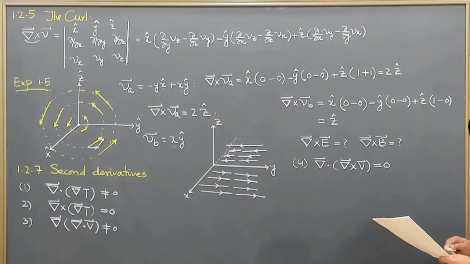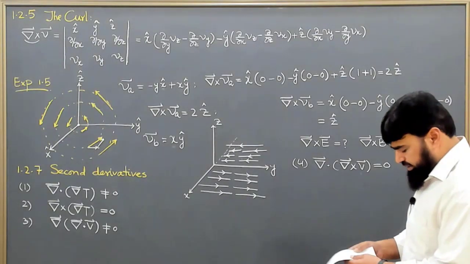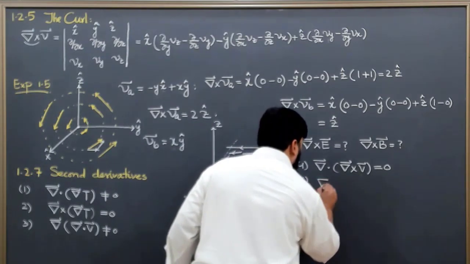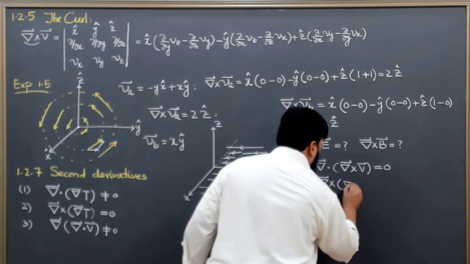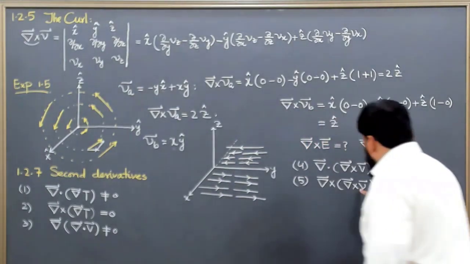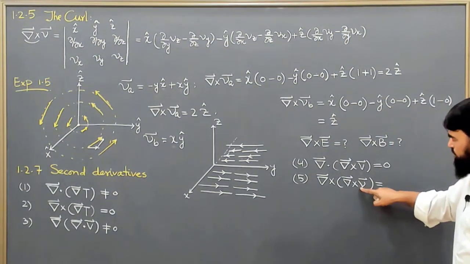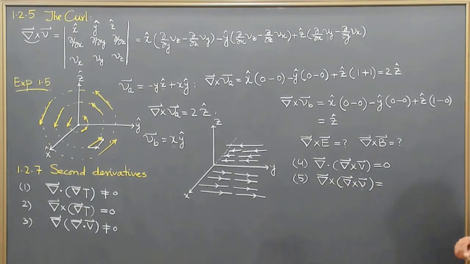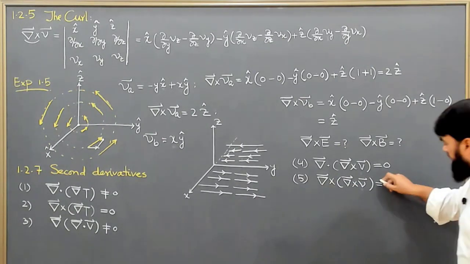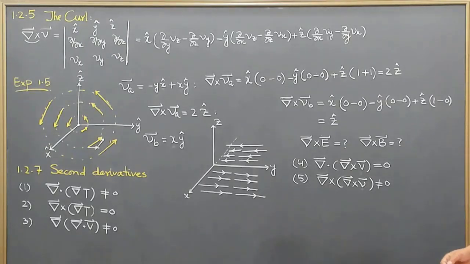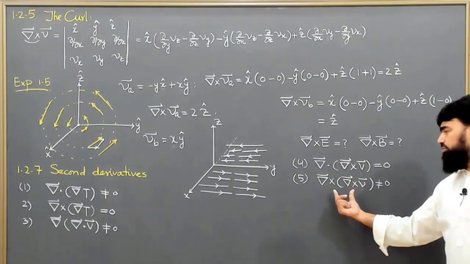And then fifth is the curl of a curl. So it is meaningful, because this will give us the curl of vector V, and then that curl we can further use to find out a change or a curling effect. So it is meaningful as well, and this will give us some non-zero result.